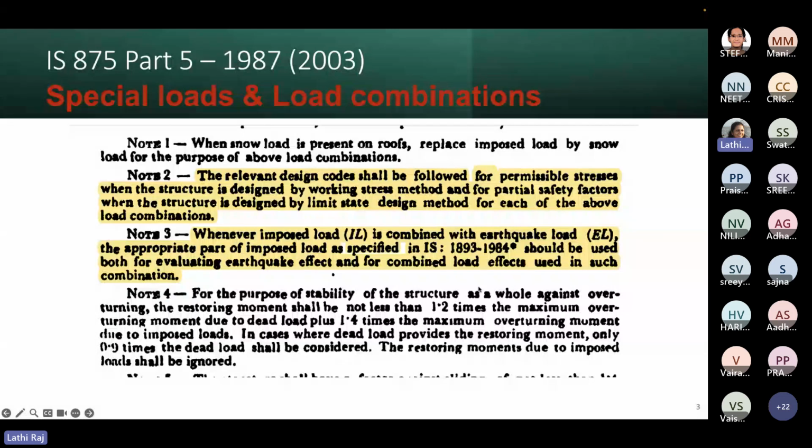What does it mean? Did you understand anything? It is very confusing, isn't it? So what it says is, when you are doing the combination of dead load and imposed load with earthquake load, dead load as it is, you cannot do anything. It is existing always. So when you are combining with imposed loads, the appropriate part of imposed load as specified in IS 1893, 1984 should be used for evaluating earthquake effect and for combined load effects used in such combinations.